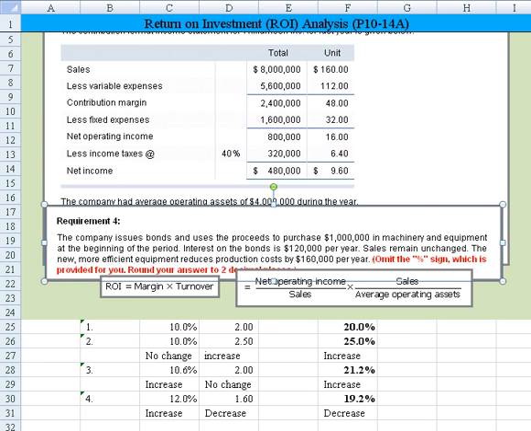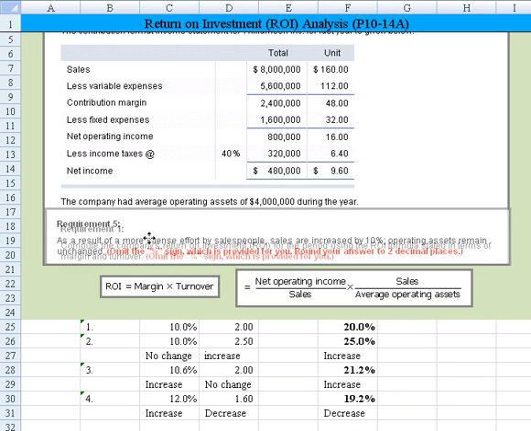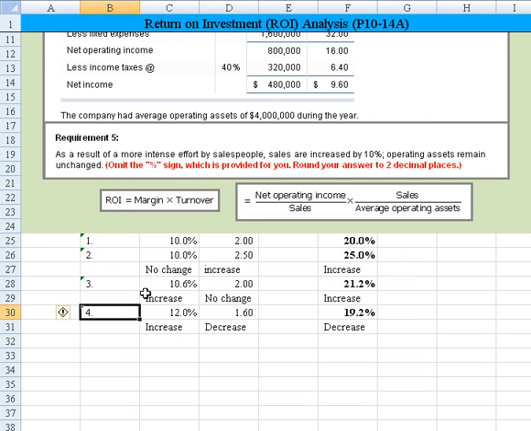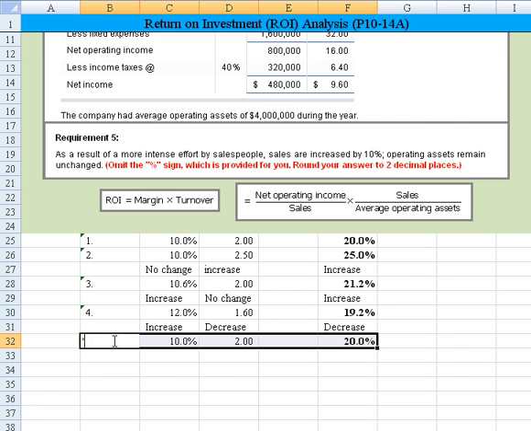Now let's slide number 4 out of the way and bring in requirement 5. And then we'll slide a little bit. Well, first let's read it. As a result of more intense effort by salespeople, sales are increased by 10% and operating assets remain the same. I'm going to copy all of this over. Turn that to number 5. And sales are increased by 10%, so we've got an impact on the bottom.